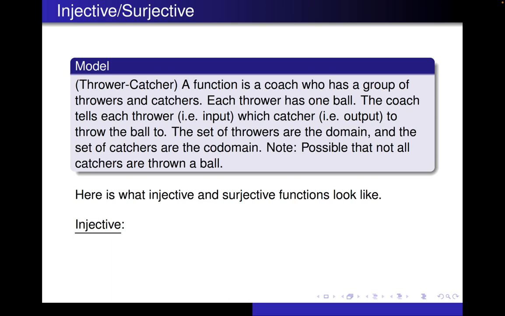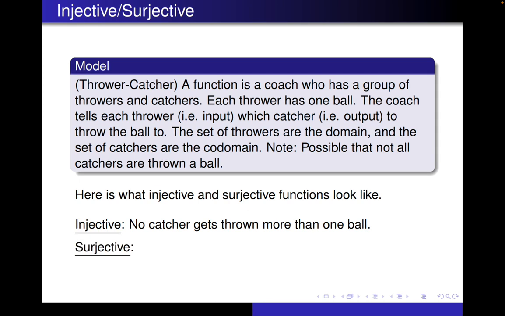Here is what injective and surjective functions look like with the thrower-catcher model. So remember, injective means that you can't have two inputs that have the same output. The inputs are the throwers, the outputs are the catchers, so that means no catcher gets thrown more than one ball. And then surjective means that every element of the codomain is an output. Remember, the outputs are the catchers who get thrown balls, so that means every catcher gets thrown at least one ball, maybe more if it has a lot of throwers throwing a ball at the catcher.